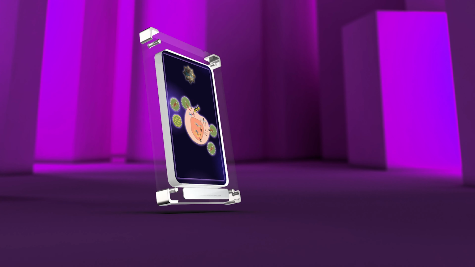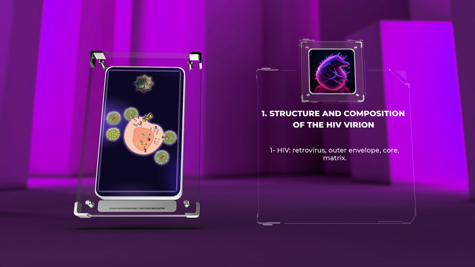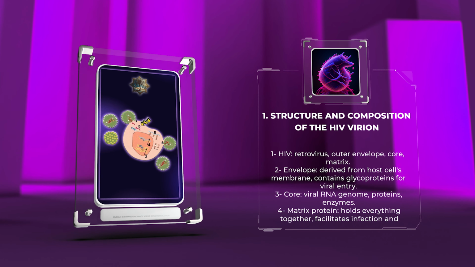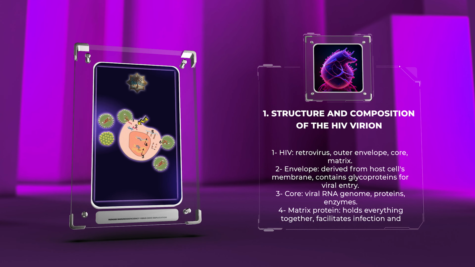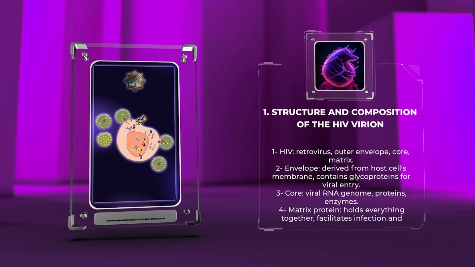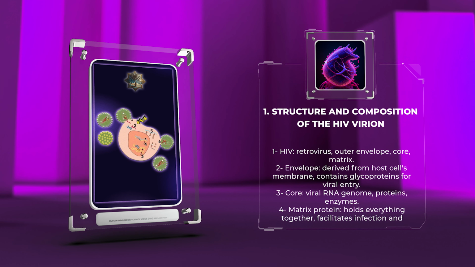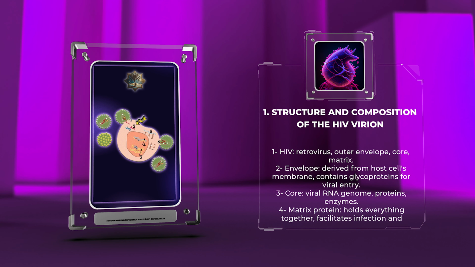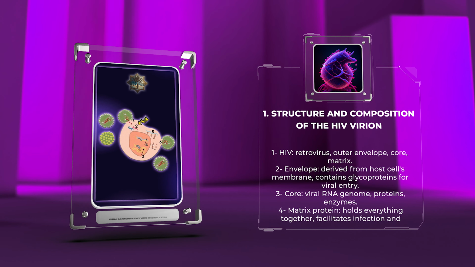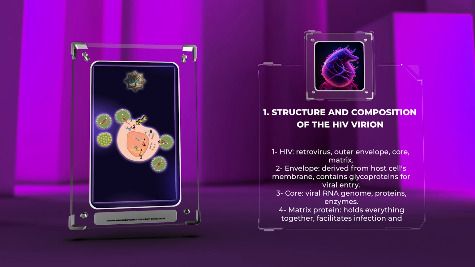HIV is a retrovirus that has an outer envelope, a core, and a matrix. The envelope is derived from the host cell's membrane and contains glycoproteins important for viral entry. The core contains the viral RNA genome, proteins, and enzymes. The matrix protein holds everything together, allowing HIV to efficiently infect cells and avoid detection by the immune system.